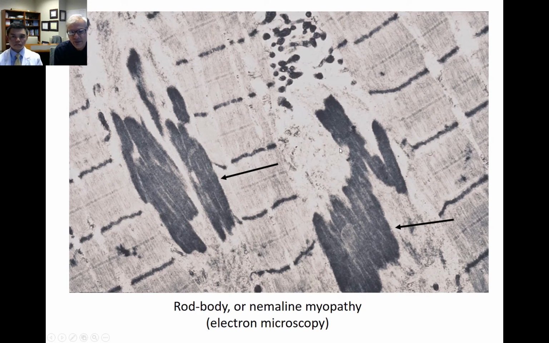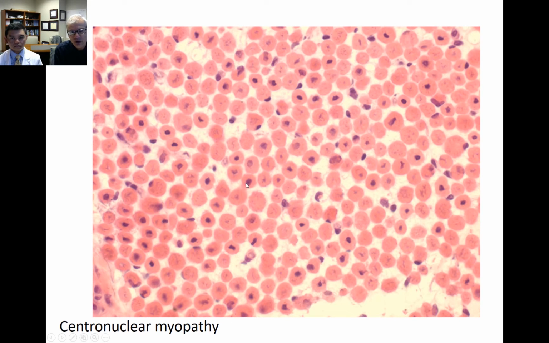And so they called it nemaline or rod body myopathy. And then there is the centronuclear myopathy, where this is a really small child. That's why all the myofibers are so small and round. And you see that all of them have central nuclei. And the ones that you don't see, the section just didn't pass through the nucleus. So that's how they go. And it's a relatively easy and straightforward diagnosis. And these kids, for the most part, do well. They may be a little weak, but after a certain point, they're very stable.